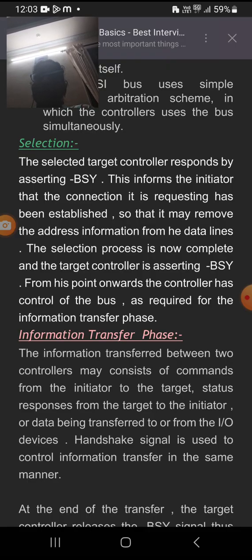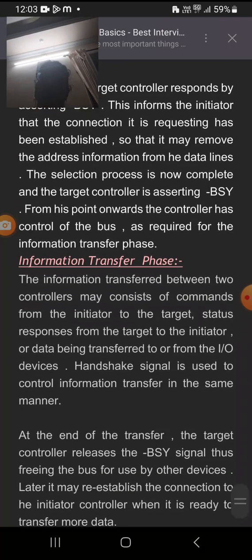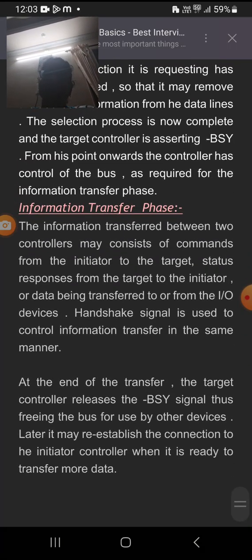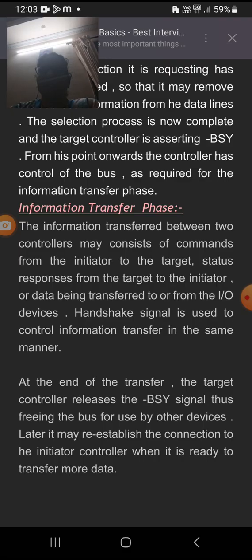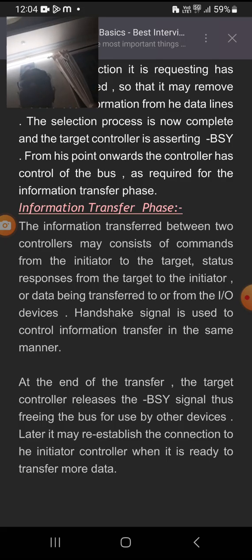In the information transfer phase, the information transferred between two controllers may consist of commands from the initiator to the target, status responses from the target to the initiator, or data being transferred from the input-output devices. The handshake signal is used to control the information transfer in the same manner. At the end of the transfer, the target controller releases the busy signal, thus freeing the bus for use by other devices, and later it may re-establish the connection to the initiator controller when it is ready to transfer more data.